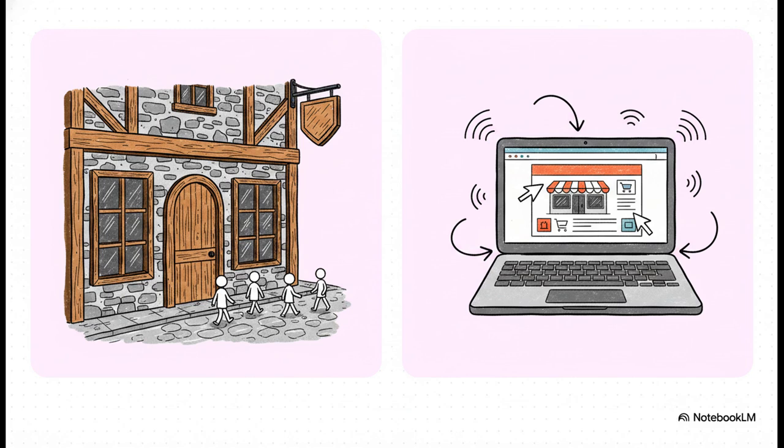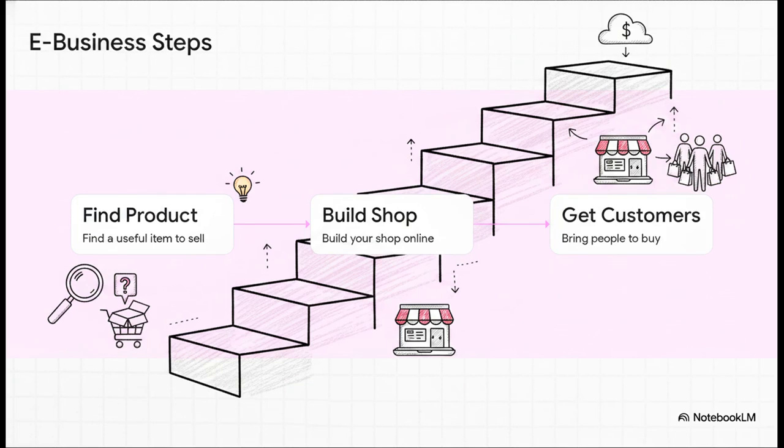On one side, you have your traditional brick-and-mortar shop. It's totally limited by its physical location and local foot traffic, right? But on the other side, your online shop essentially has no borders. It lives on a screen, which makes your potential customer base virtually limitless. It's a massive shift. So how do we actually transition from a physical concept to a digital reality?